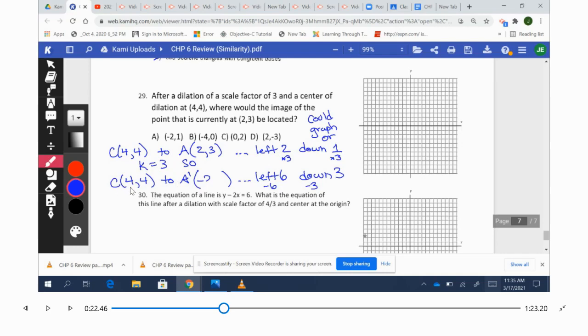Now I'll do the algebra on that. Left 6 is like subtracting 6 from x. So that's going to take us to -2. Down 3 takes 3 away from y. So it's going to be -2, 1.